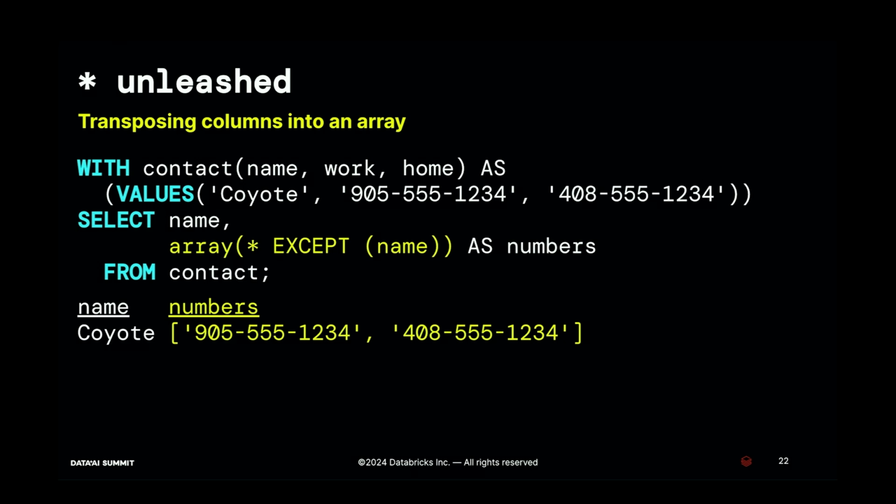Another one we can do is on the array constructor. We can pick up a pile of columns and basically transpose them into an array, right? In this case, again, we have contact information for the Coyote, and we pick up the mobile and the home number, and we just turn it into a pile of phone numbers. So that's quite nice.